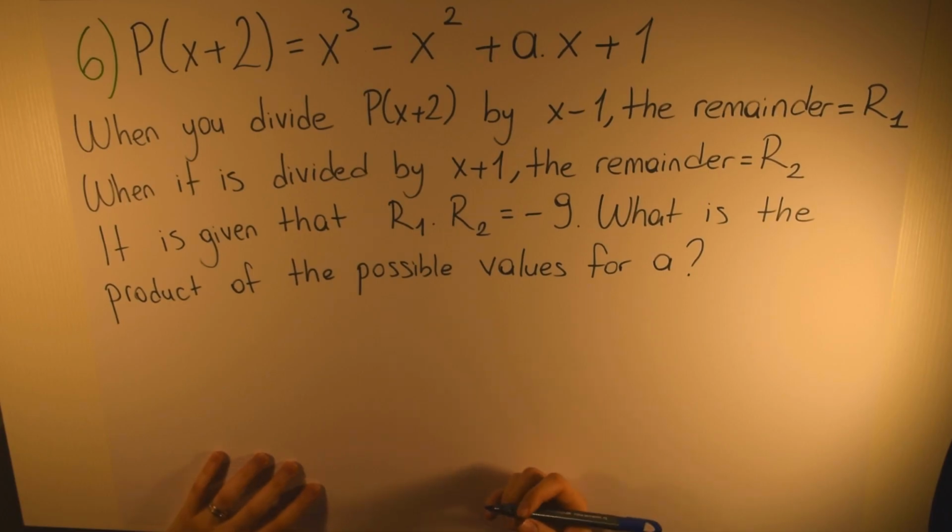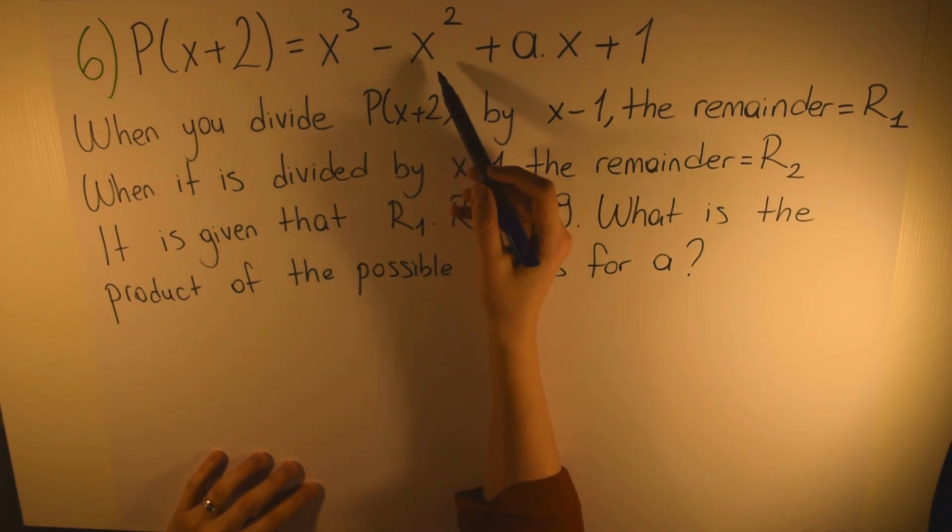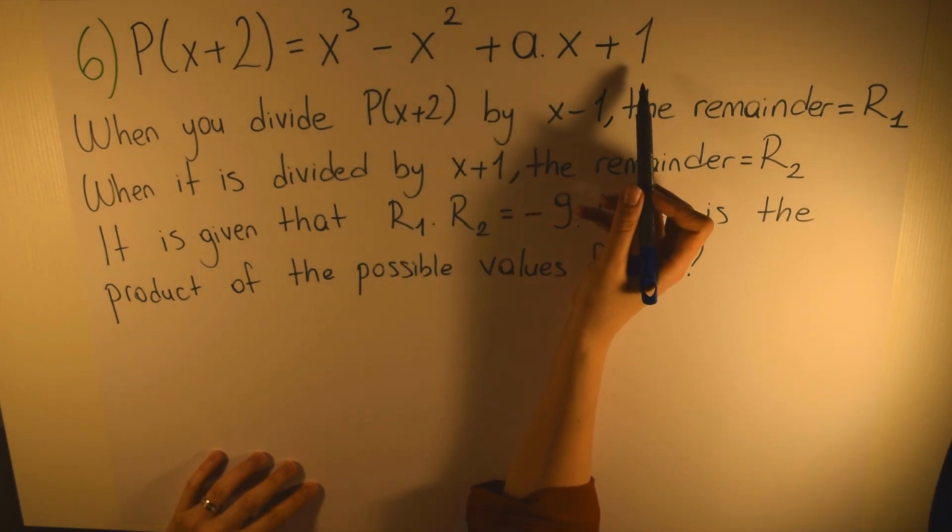Okay, let's look at this question. We have here P(x) plus 2 is equal to x to the power of 3 minus x squared plus ax plus 1.